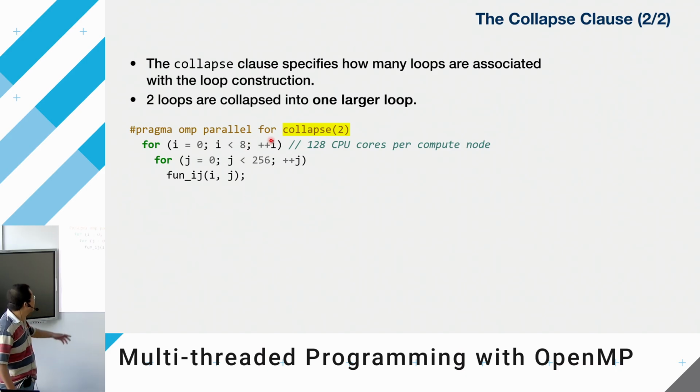To solve this problem, there is a very short but useful clause from OpenMP, the so-called collapse clause. Just use this one, and then those two short loops, the loop of 8 and the loop of 200, will be collapsed into one larger loop of about 2000. And a loop of 2000 is much better than a loop of 8 for 100 CPU cores, because you have enough workload. So this is a good solution.